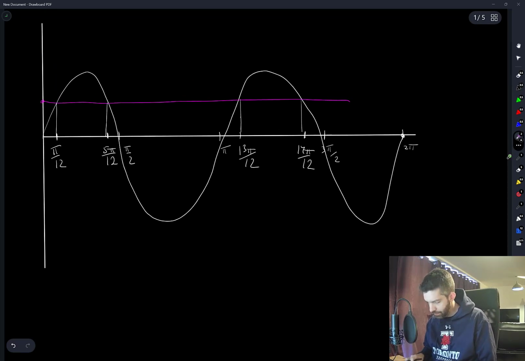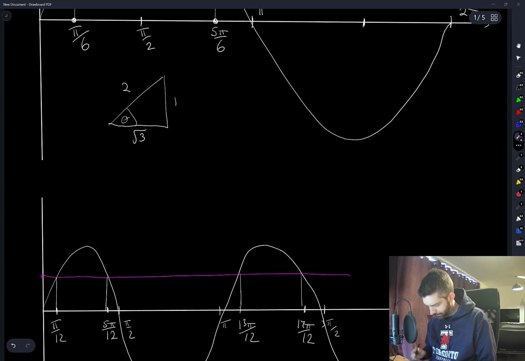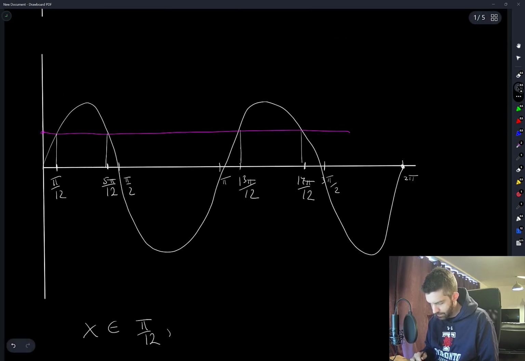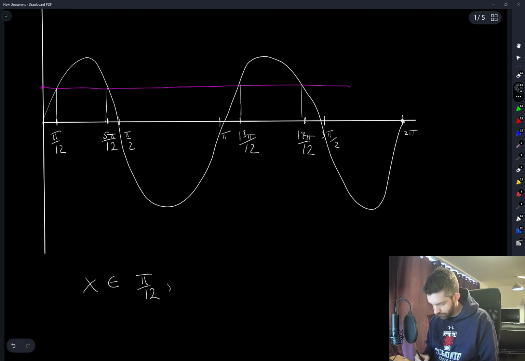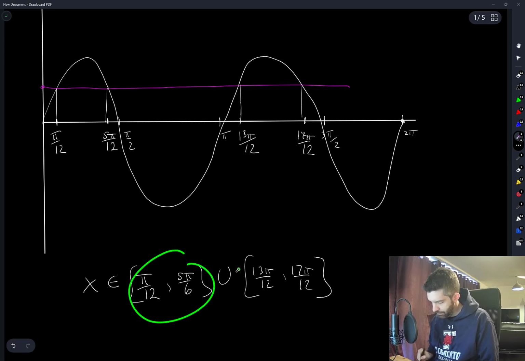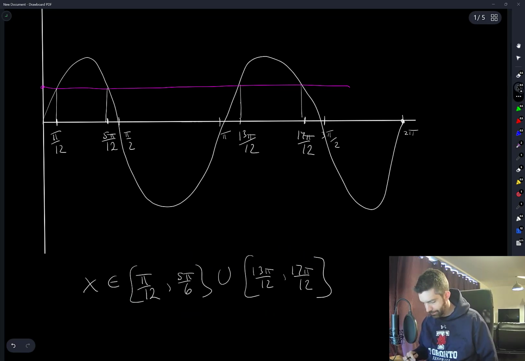So the first thing we notice here is that this interval is disjoint from that one, but this one has some overlap. So the entire region that satisfies these inequalities is x between π/12 and 5π/6, union 13π/12 to 17π/12. So what I want to do is compute the length of these intervals, add them together, and divide by 2π.